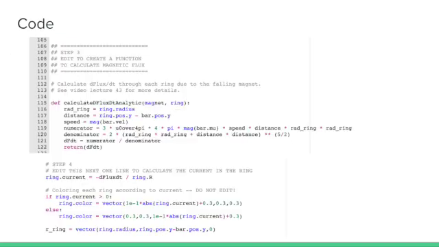And here are steps 3 and 4 of the code. Step 3 looks at creating a function to calculate the magnetic flux, and it uses the function from d flux dt for each of the rings due to the falling magnet. And then step 4 looks at the calculation for the current in each of the rings.